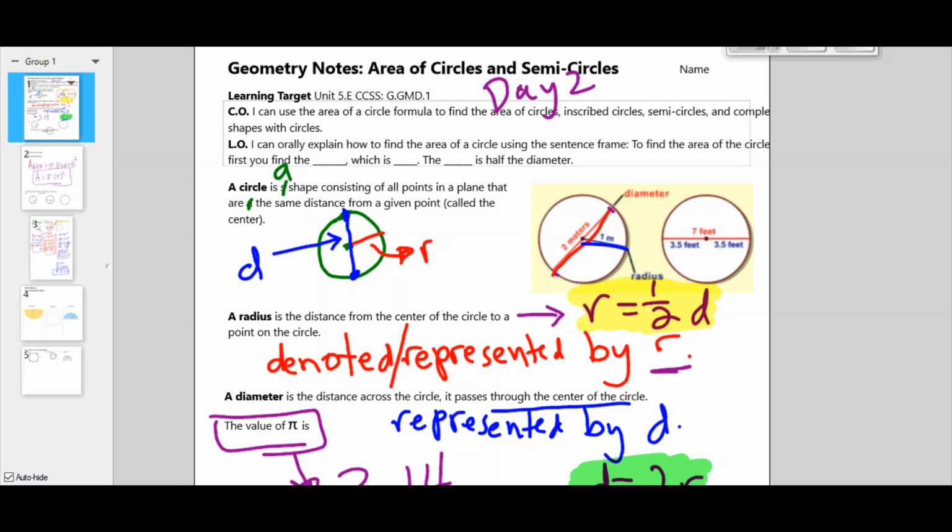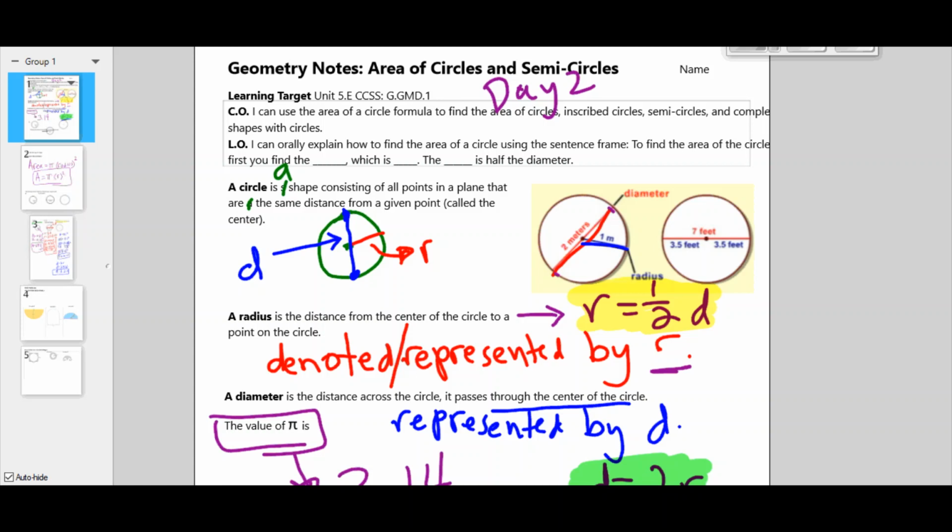Today we're going to finish up our lesson on area. We started, so this is day 2. So today we're going to look at area of semicircles, or what we could call half circles. Before we launch into that, I want us to remember a couple of important formulas that we need to use.